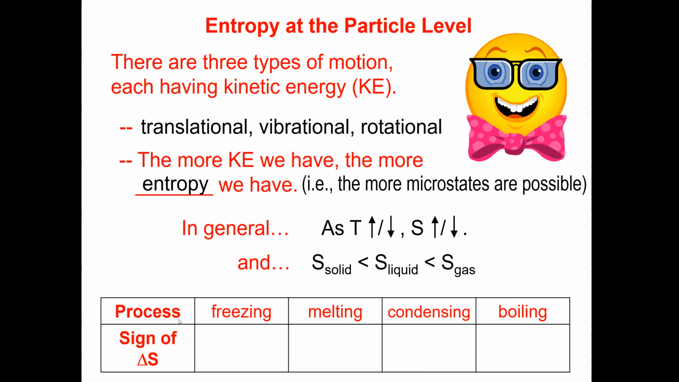So let's talk about some processes: melting, freezing, condensing, and boiling. In freezing, you would have a negative change in entropy because the molecules are forming more of a solid, while melting means they're turning more to a liquid, so the entropy increases. In condensing, we're going backwards, so that's going to be lower entropy, while boiling would increase it.